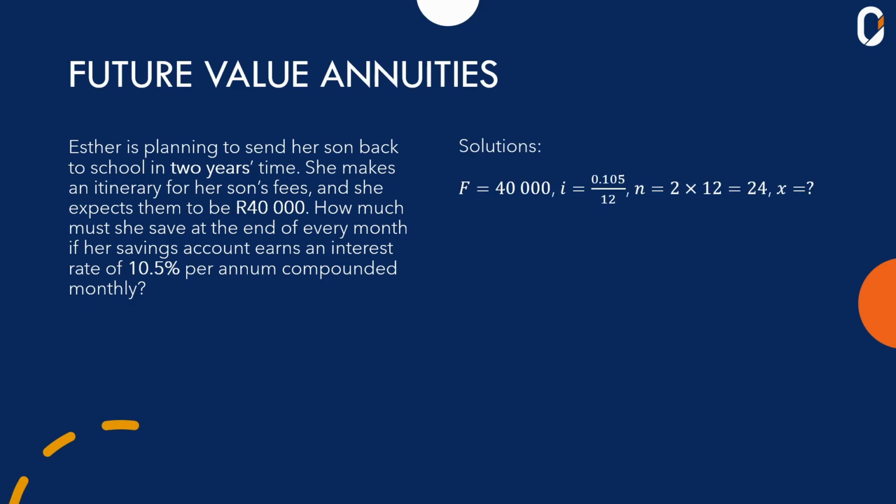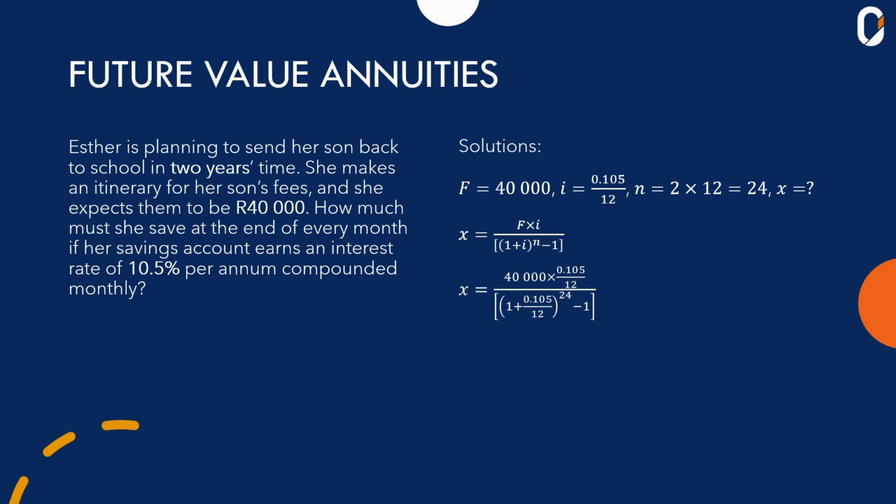We know that F is equal to 40,000, that's our future amount. I is equal to 0.105 divided by 12. N is equal to 2 multiplied by 12, which is equal to 24. And X, the regular deposits, we don't know. That's what we're trying to calculate. And hence now we're going to introduce this formula to calculate the regular deposits. X is equal to F multiplied by I, all divided by (1 plus I) to the power N minus 1.